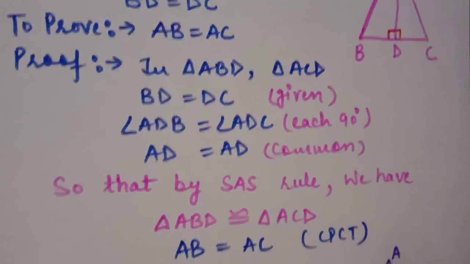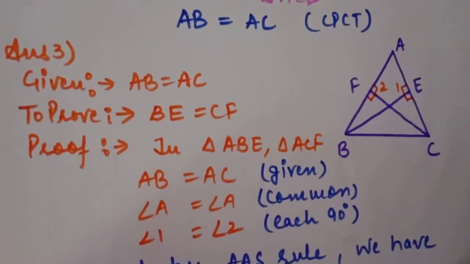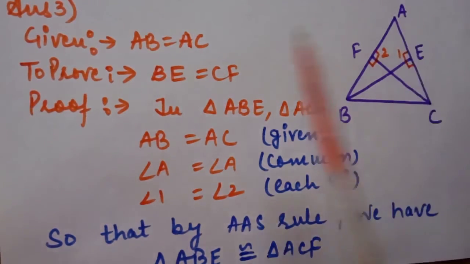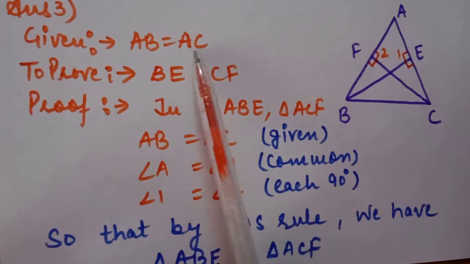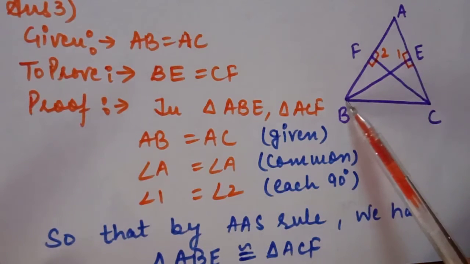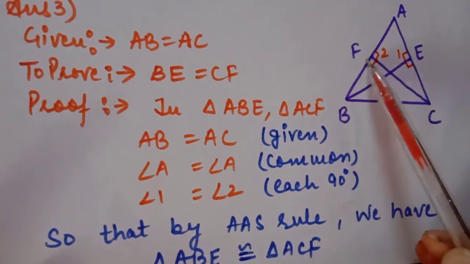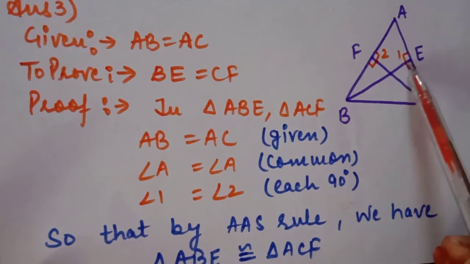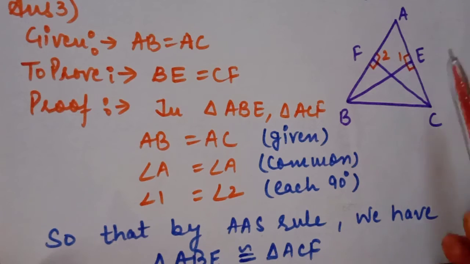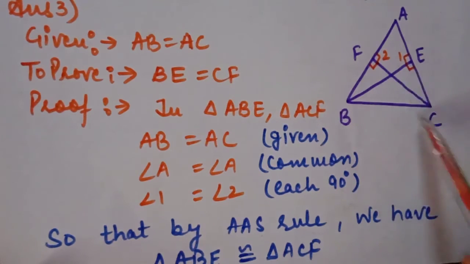Now question number 3. This is your question number 3. In question number 3, it is given that ABC is an isosceles triangle. ABC is an isosceles triangle, it means it is given AB is equal to AC. And the altitudes BE and CF are drawn to the equal sides. Altitudes BE and CF are drawn on the equal sides. Altitude means 90 degrees is given, and show that these altitudes are equal. We have to prove that these altitudes are equal.